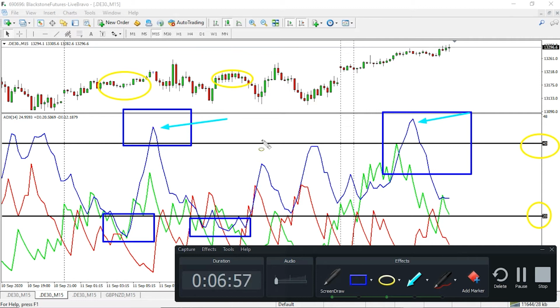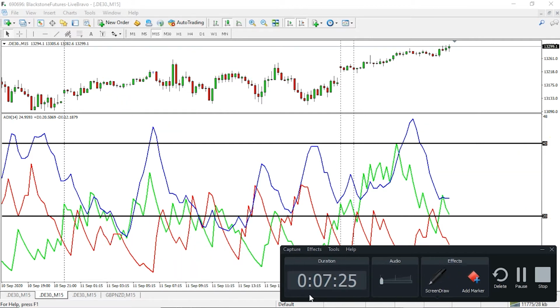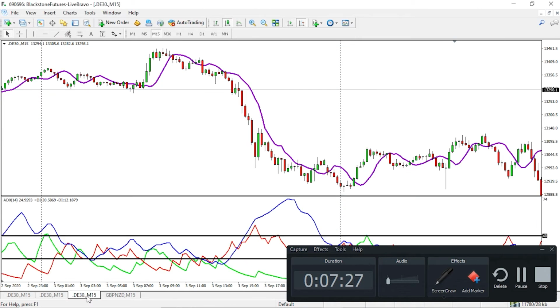Okay, so just to recap, a blue line that is above 40 will tell you we're in a very strong trend. A blue line below 20 tells you there's no trend, so we're in a sideways trading pattern. So below 20, we don't want to trade. Generally, guys, a blue line over 20 says that there is a trend and it is worthwhile trading.